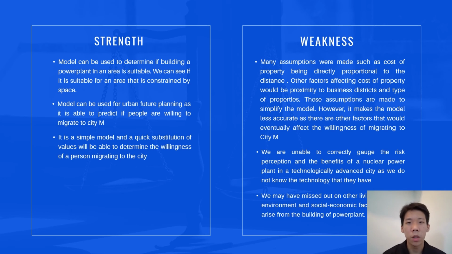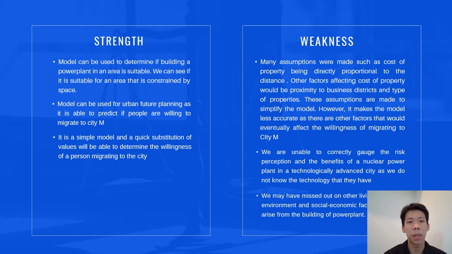Our model can be used to determine if building a power plant in an area is suitable. We can see if it is suitable for an area that is constrained by space. This model can be used for urban future planning to predict if people are willing to migrate to CTM. This is a simple model, and quick substitution of values will be able to determine the willingness of a person migrating to the city. However, we also have a few weaknesses to address.